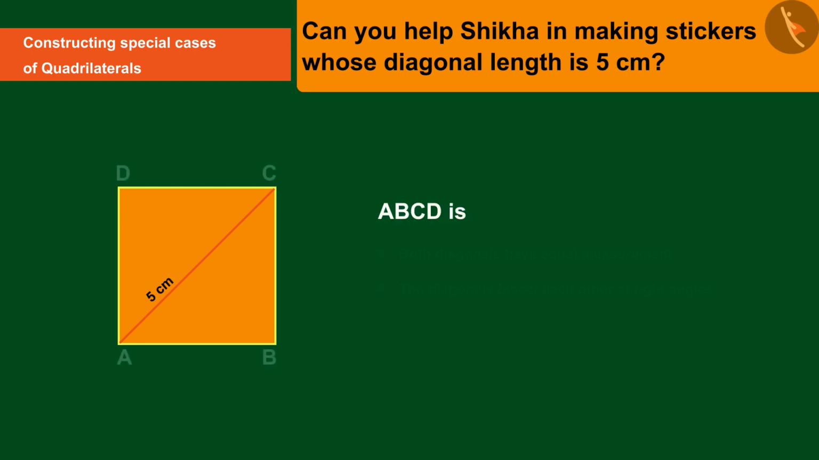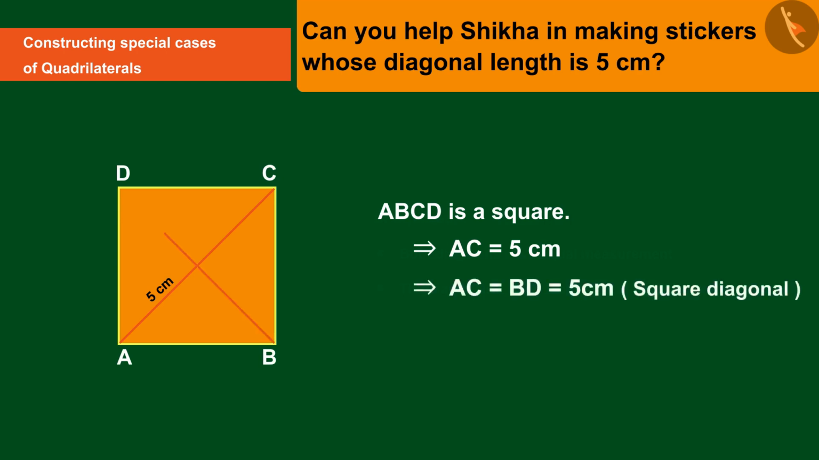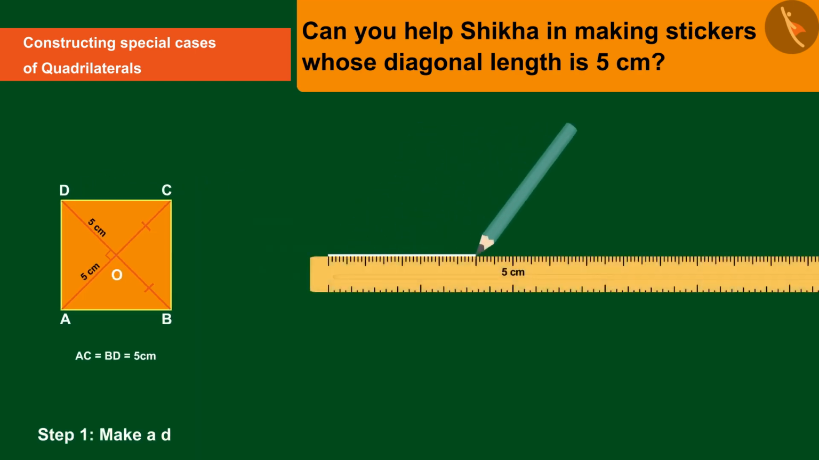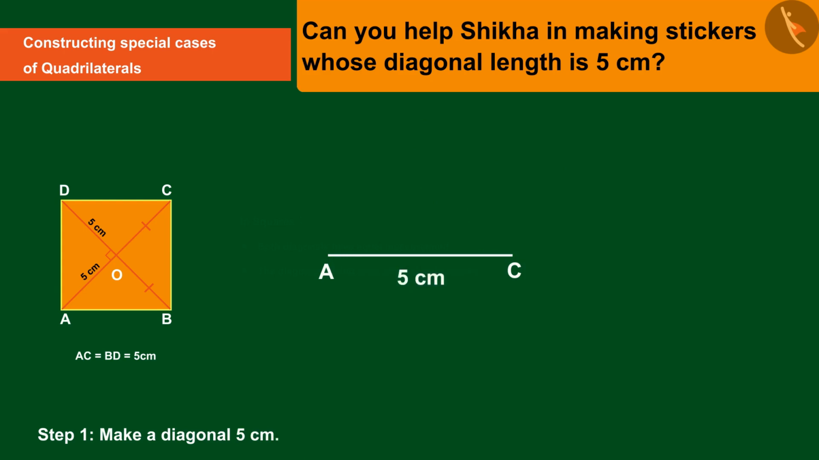Step 1. Suppose the square is ABCD. Diagonal AC equals 5 centimeters. As we know, both diagonals are equal in the square. Diagonal BD equals diagonal AC equals 5 centimeters. And the diagonals of the square bisect each other vertically, which means all these angles would be equal to 90 degrees. Draw diagonal AC equals 5 centimeters.